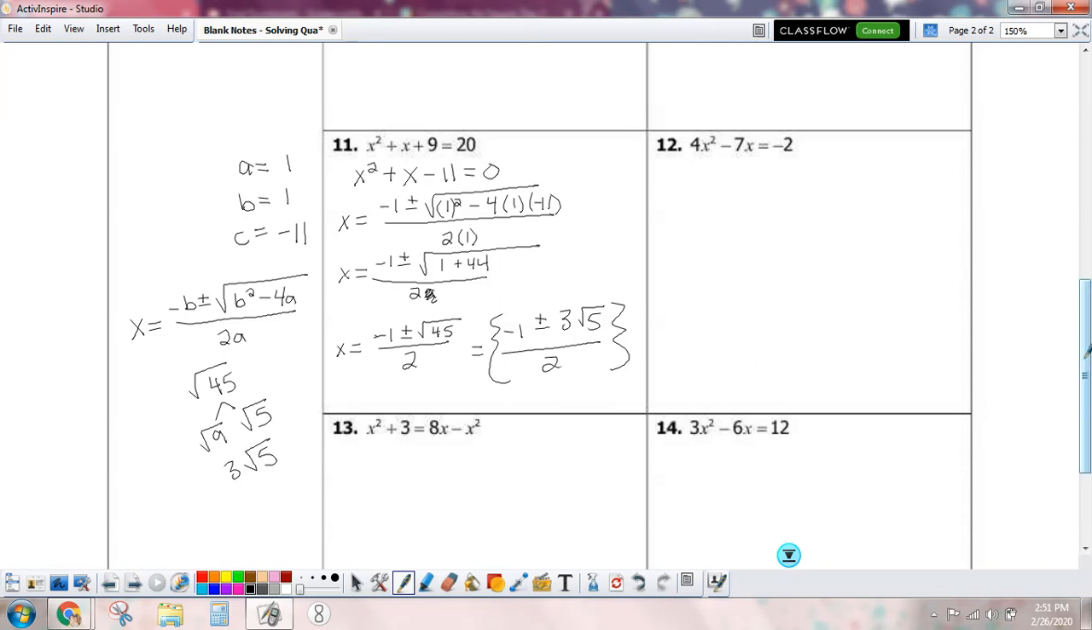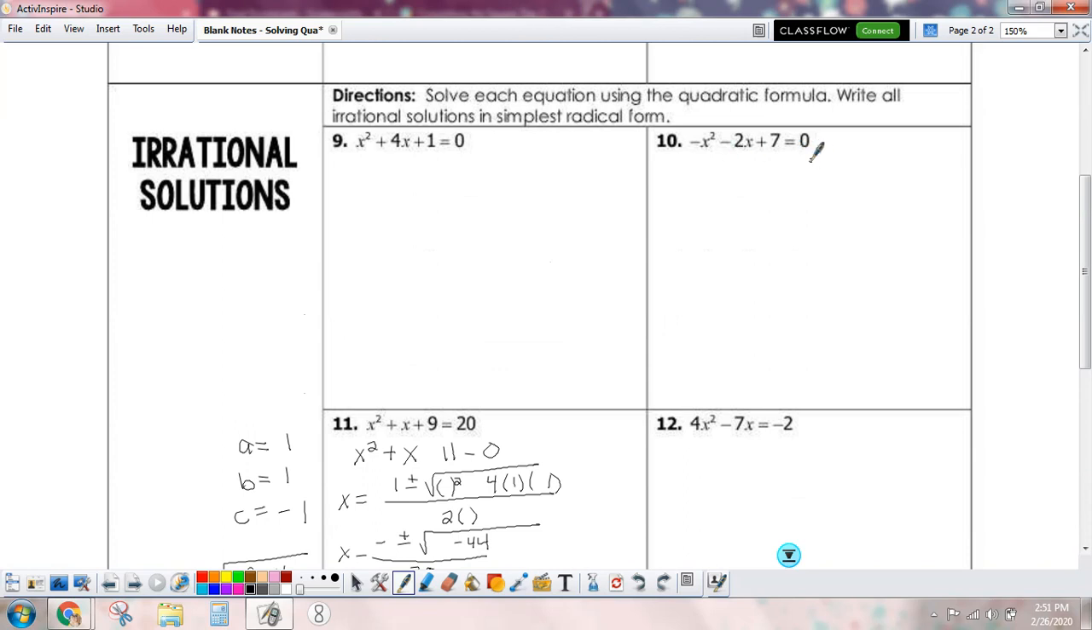So for number 10, we're going to go ahead and do the same thing. We have our A is negative 1, B is negative 2, C is 7. So we go ahead and plug these into my equation. So I have my x equals the opposite of my b. The opposite of negative 2 is a positive 2. And then plus or minus the square root of b squared minus 4 times a times c all over 2 times a. Okay, and then we go ahead and keep going.